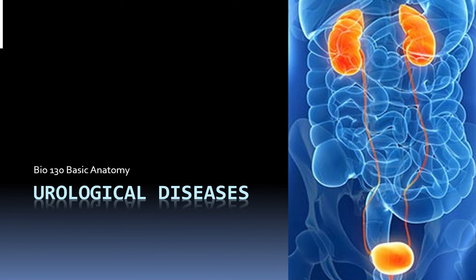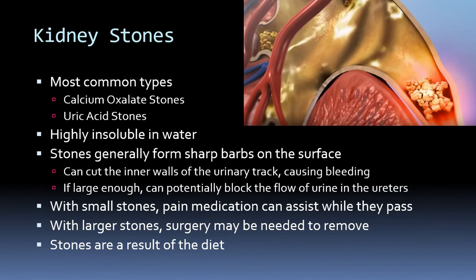For this lesson, we're going to get into a brief list of urological diseases. One of the most common affecting the urinary system is actually kidney stones. I personally have many coworkers and family members who have been afflicted with kidney stones, and I would not be surprised if all of you know at least one person.